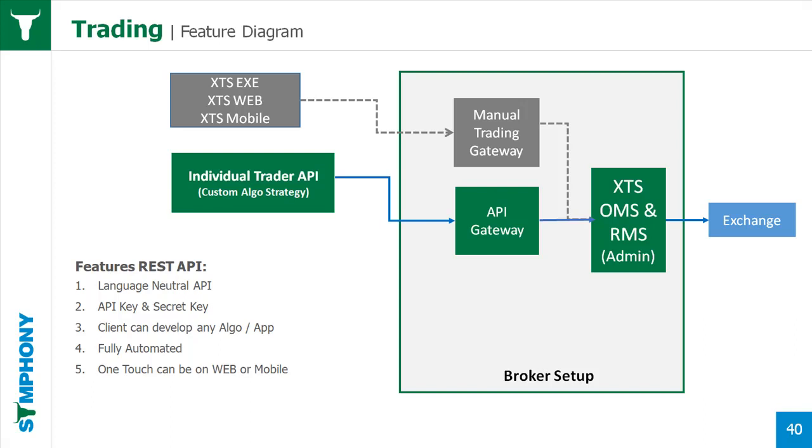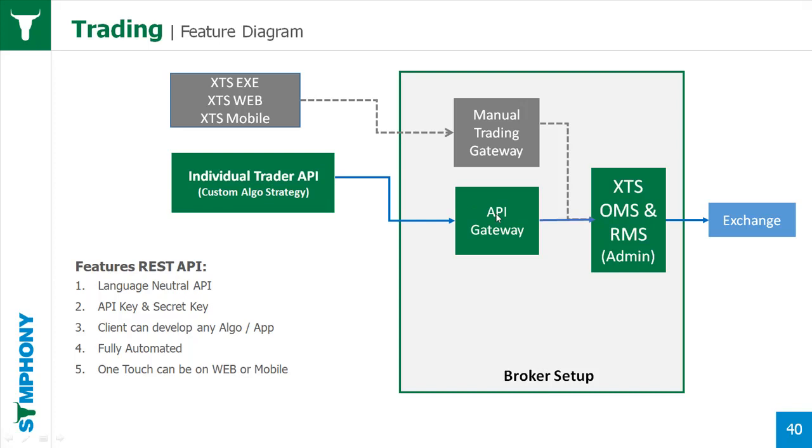Now we have launched the API gateway. Using our XTS APIs, you can connect any third-party application to XTS. So you can write any custom application and send the orders through API. It goes to Exchange and you can get the response back to API.